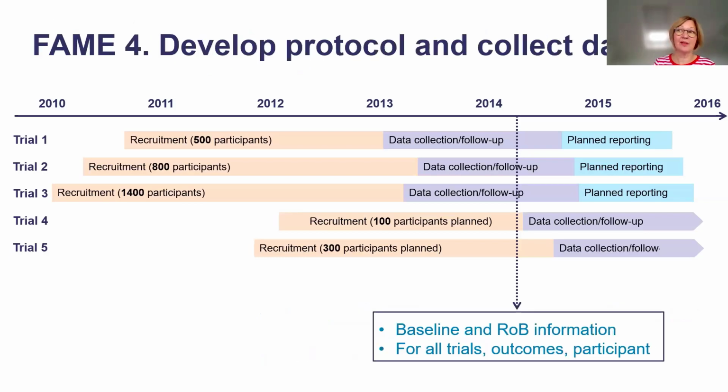So at this point, we're developing the protocol, we're putting in our plans for the meta-analysis, and we're starting to decide what data we need to collect, both baseline data, risk of bias information, and all the trials' outcomes and participant data that we need in order to answer the questions. And the thing that has evolved over the reviews that we've done, I think at the beginning, we were quite tentative, and we just collected the 2 main outcomes. But as time's gone on, we've started to be more ambitious and collect more and more data, and you'll see the culmination of that later.